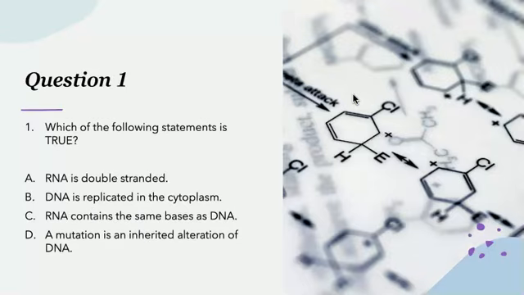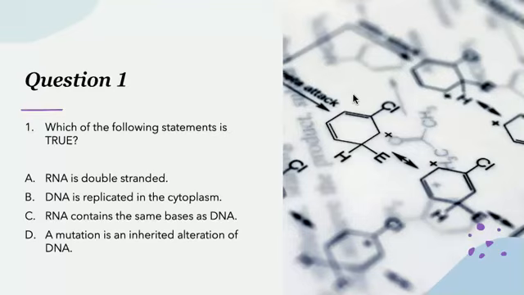Now here is a question for you. Which of the following statements is true? A, RNA is double-stranded. B, DNA is replicated in the cytoplasm. C, RNA contains the same bases as DNA. Or D, a mutation is an inherited alteration of DNA.